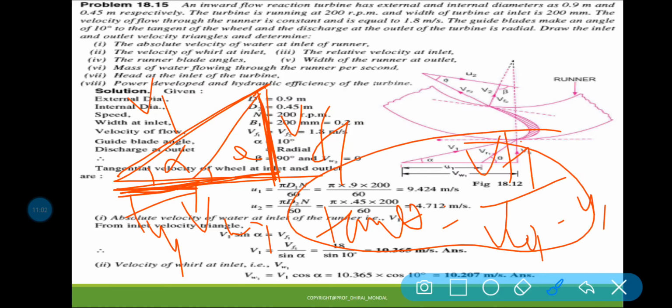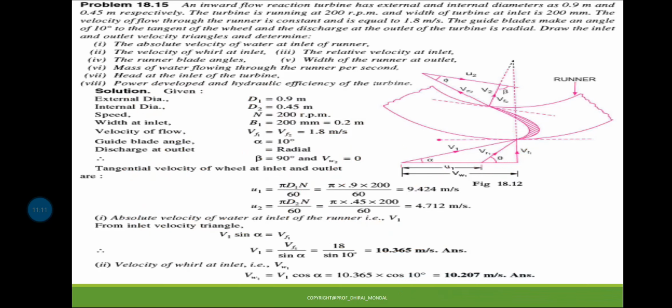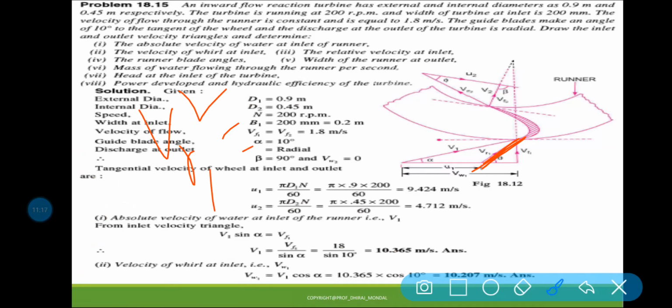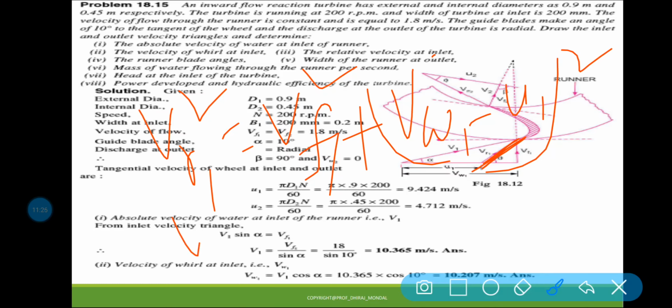Can I write this? Okay, theta you can find out, because theta is equal to tan inverse of VF1 by VW1 minus U1. Again, what do I need to find out? I need to find out VR1 also. So VR1 square is equal to VF1 square plus VW1 minus U1 whole square. Can I write this? So from this equation VR1 can be found out.